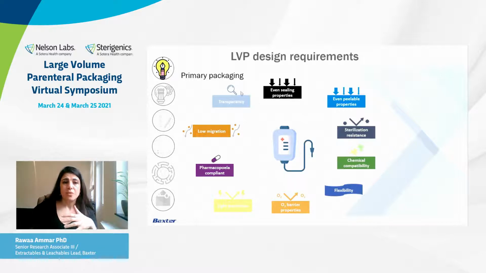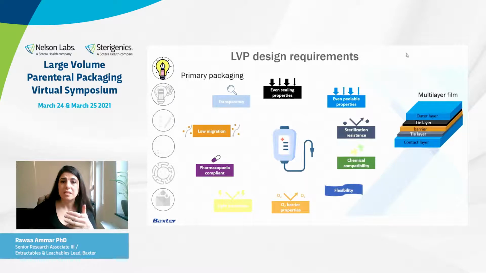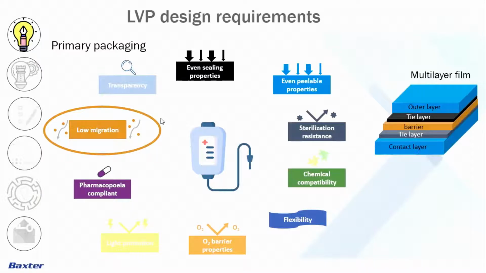To be able to have all these requirements in place, a monolayer film, or the evolution starting from a glass bottle to a monolayer film, doesn't work anymore, and the need for a multi-layer film is strong. This multi-layer film can be formed from the contact layer with a solution to the outer layer with several tie layers, maybe a barrier. This sophisticated film will definitely present a challenge on the migration of extractables or leachables into the solution, and we have to consider that in our assessment.